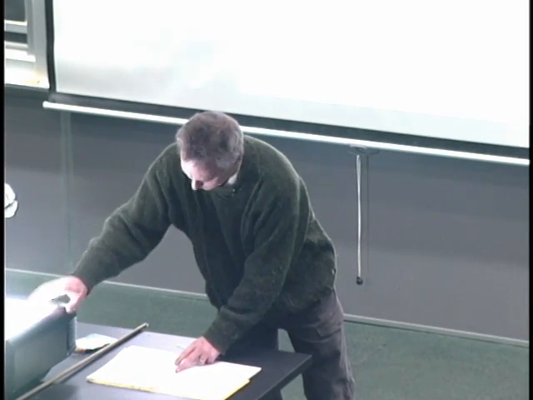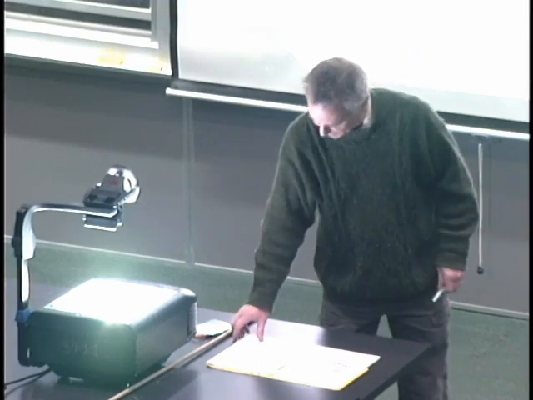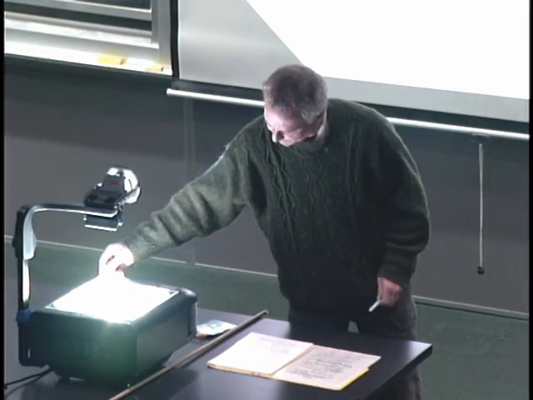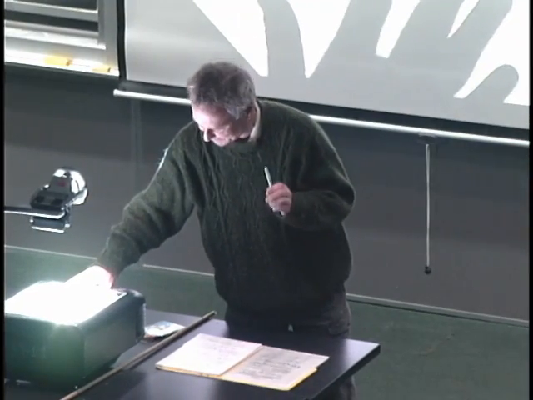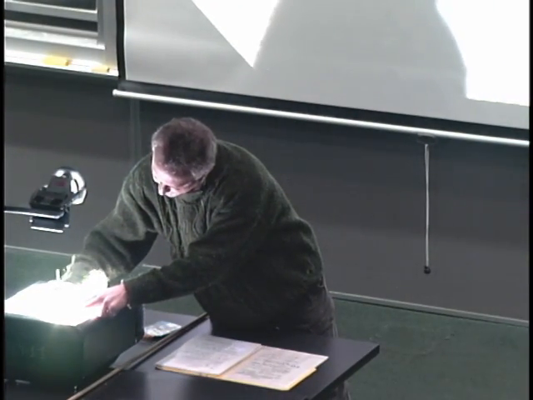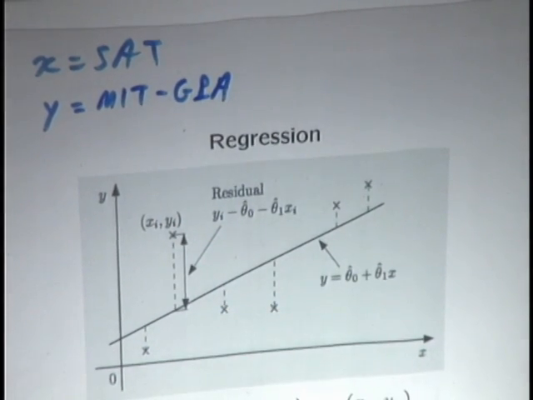Right, so now let's move on to the new topic. A lot of statistics in the real world are of the following framework, of the following flavor. So suppose that X is the SAT score of a student in high school, and Y is the MIT GPA of that same student. So you expect that there is a relation between these two.